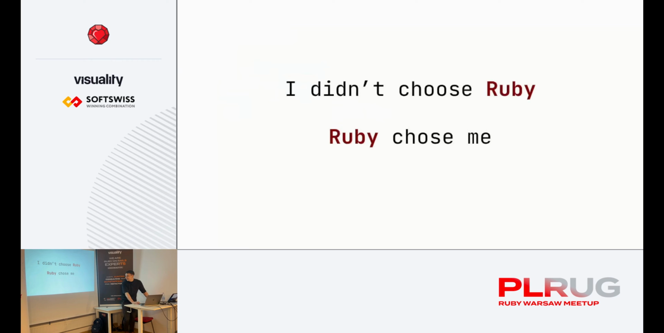First of all, I have to confess, I didn't choose Ruby, Ruby chose me. In 2015, I went to university to get a computer science degree. And at that time, we were writing C and C++, and I really liked it. I wanted to grow a beard and become a true C++ developer.